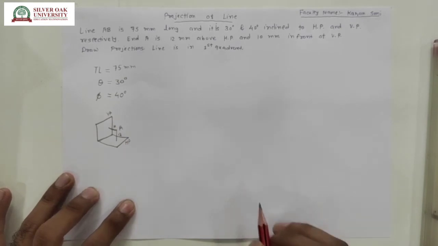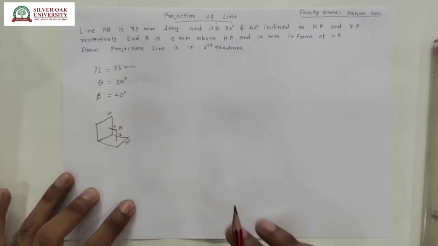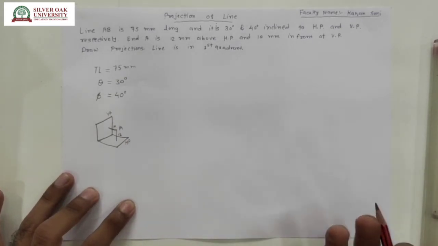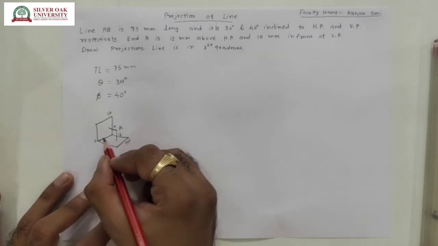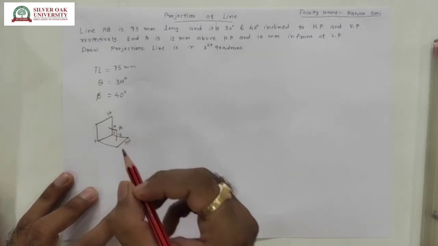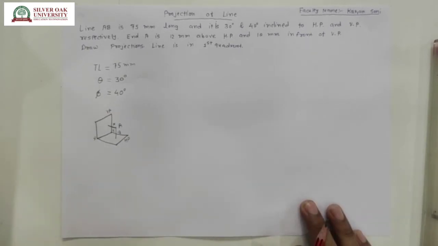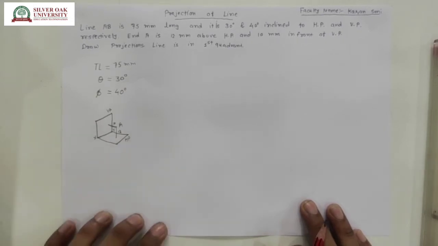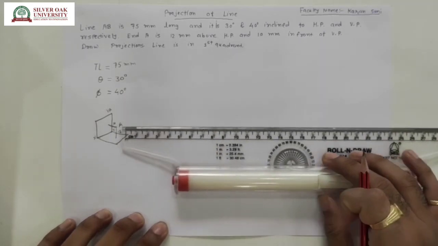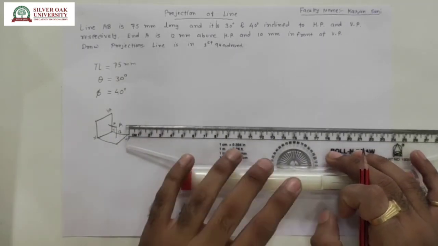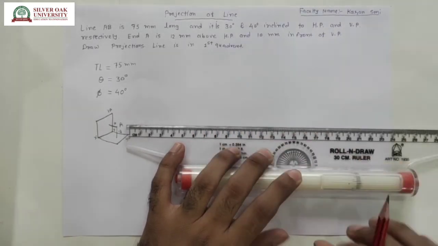Okay, and now we have to draw the projection. This is the data that is given in the example. We know that we have to draw the projection of the point first, because the line has two end points. The first end point A is given and the second end point we have to plot. The first end point A is 12 mm above the HP and 10 mm in front of the VP. So let us first draw the reference XY line. So this is the reference XY line.